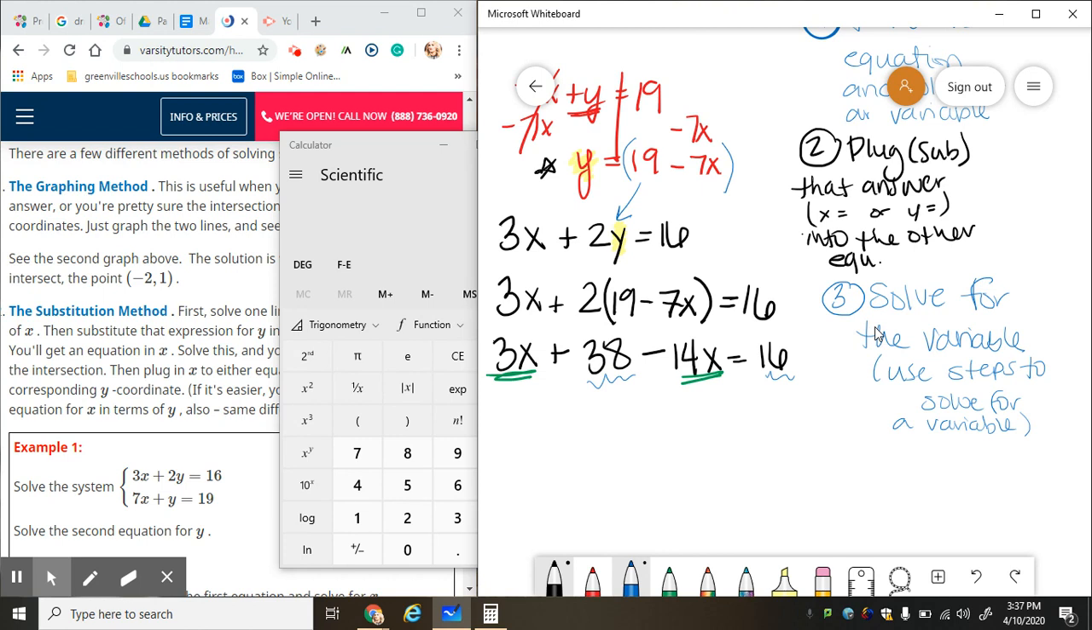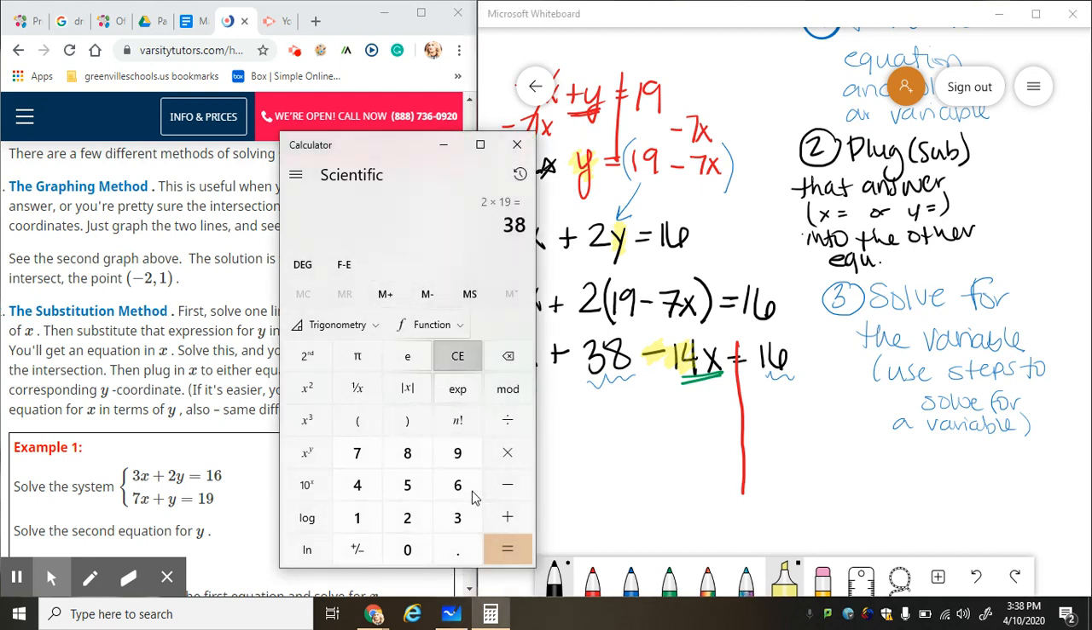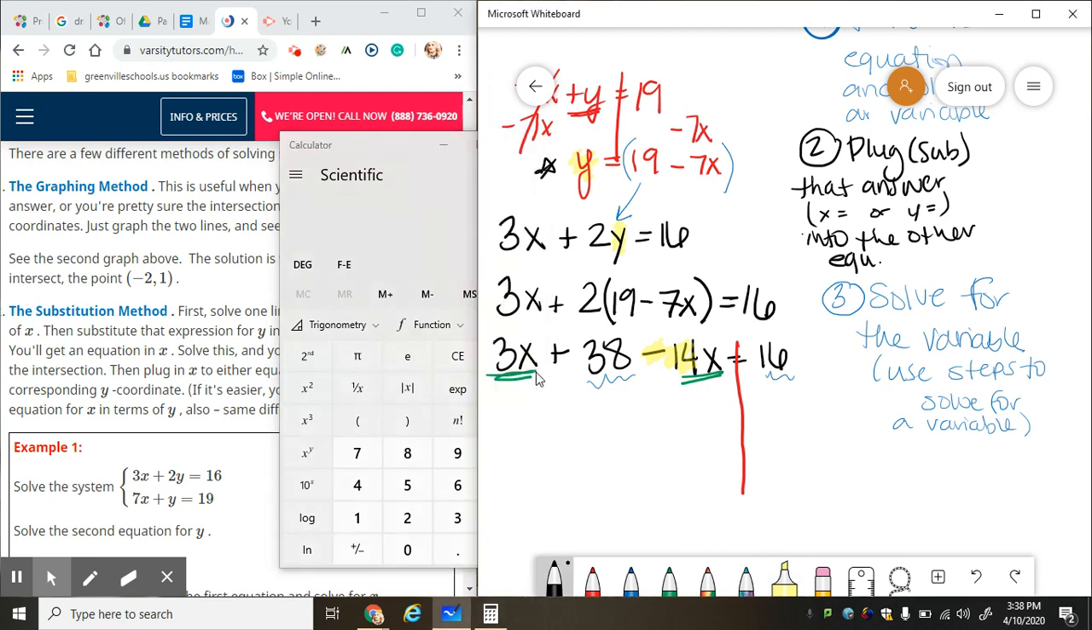Okay, so let's go ahead and solve for it. So here are my two sides. I'm going to put together my like terms. So I have 3 and a negative 14. Make sure you keep that negative with the 14. So I have 3 minus 14, which is negative 11x, plus 38 equals 16. Those go together, and this is by itself now. And now I can continue.